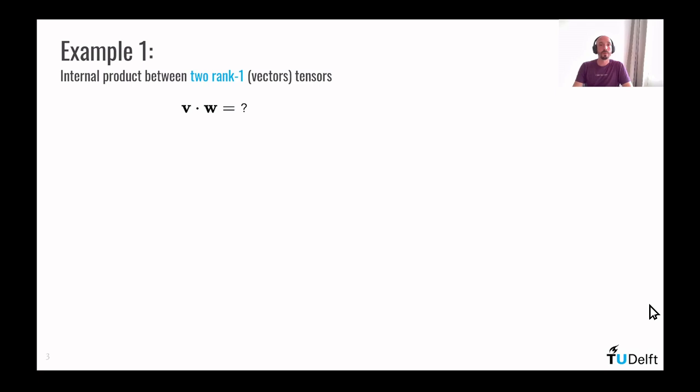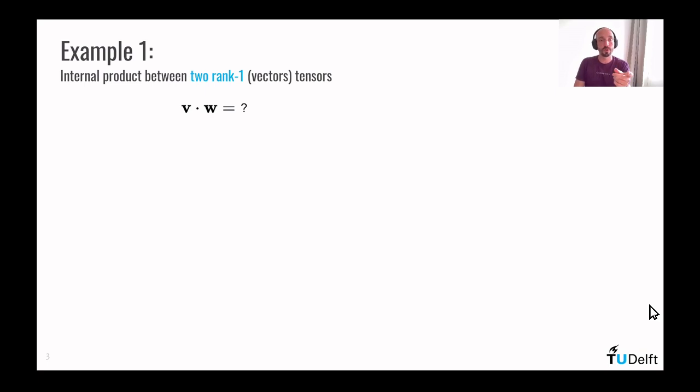practical examples. So in the first case, we want to know how to perform the internal product between two rank 1 tensors or two vectors. Of course, we all know how to do this, but let's use the Einstein notation for this, because Einstein notation allows us to solve this problem, which is a very simple one, but it also allows us to solve a very complicated problem with the same level of manipulation.